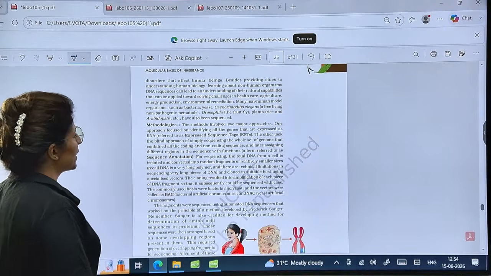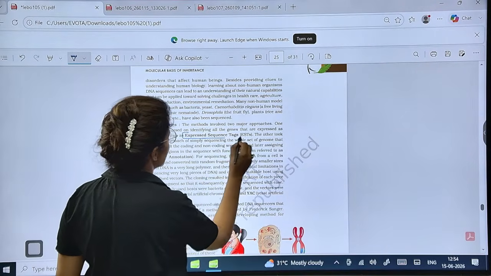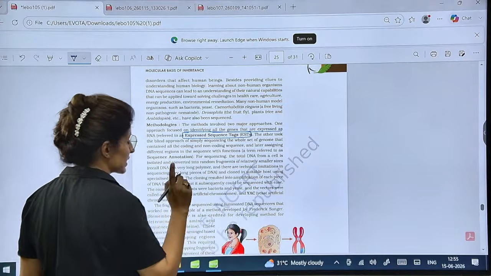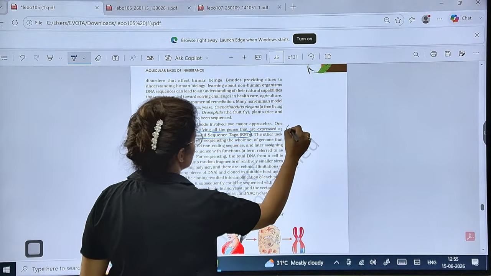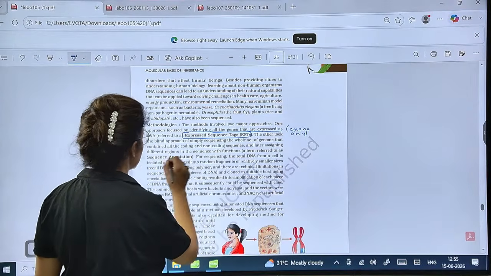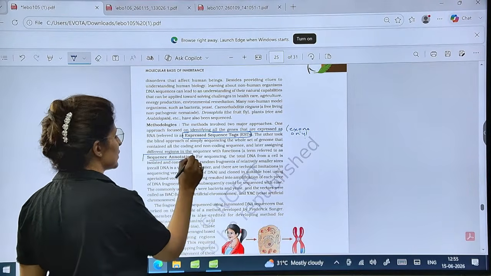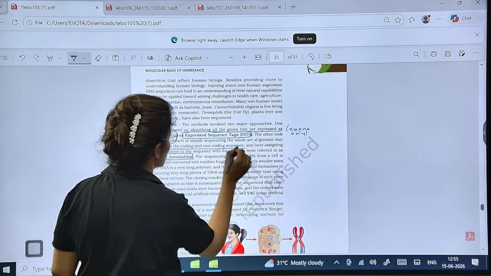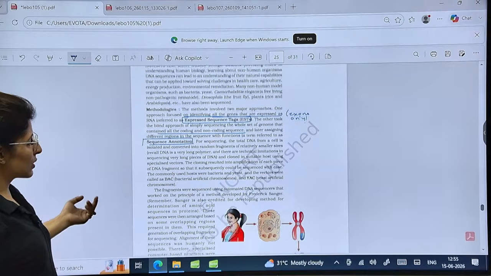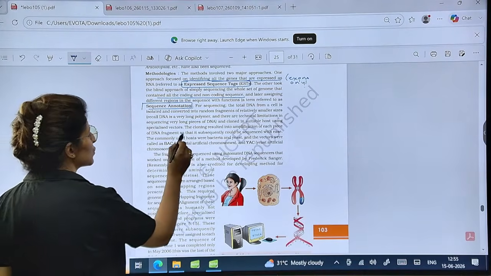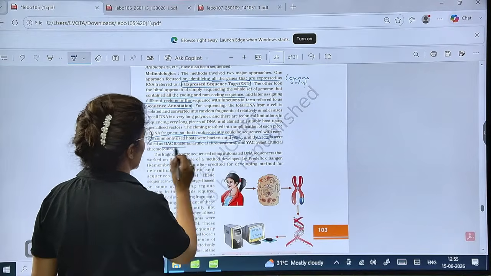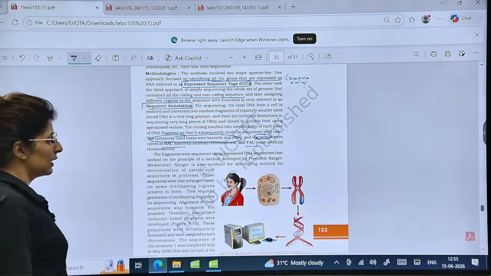Anyways, now see the methodology. There are two methodologies here. Expressed sequence tagging, where we identify all the genes that are expressed, that is exons only. And then we have the sequence annotation. In sequence annotation, we study both coding and non-coding sequences, both exons and introns. Is that clear? Now, the commonly used hosts were bacteria and yeast, and the vectors were BAC and YAC. Is that clear?